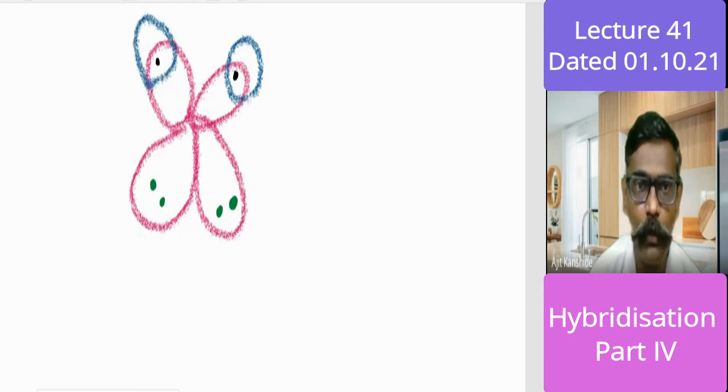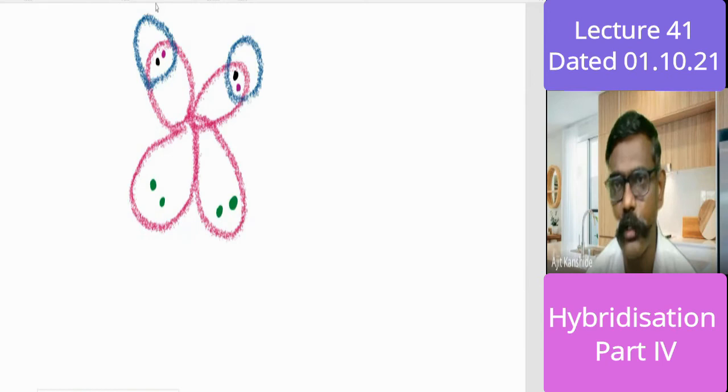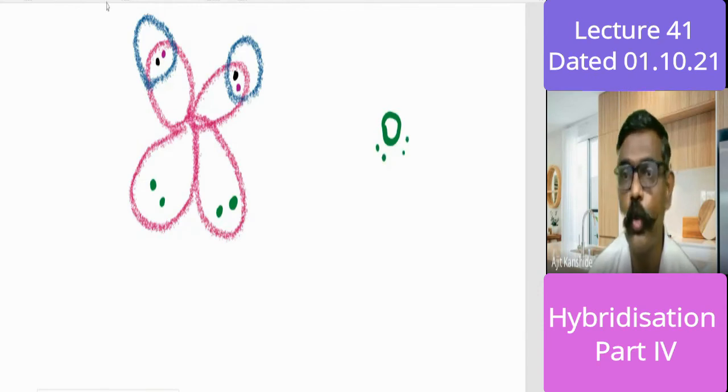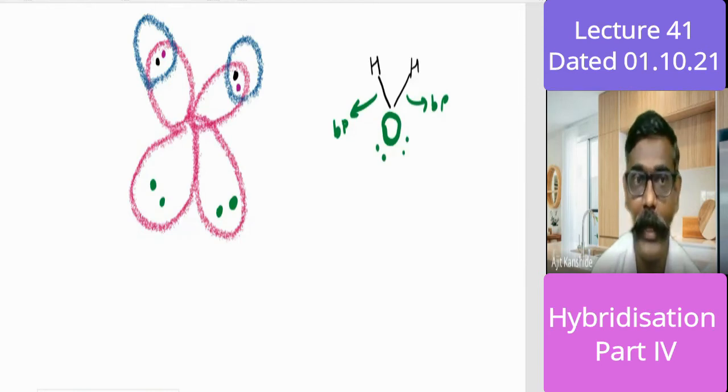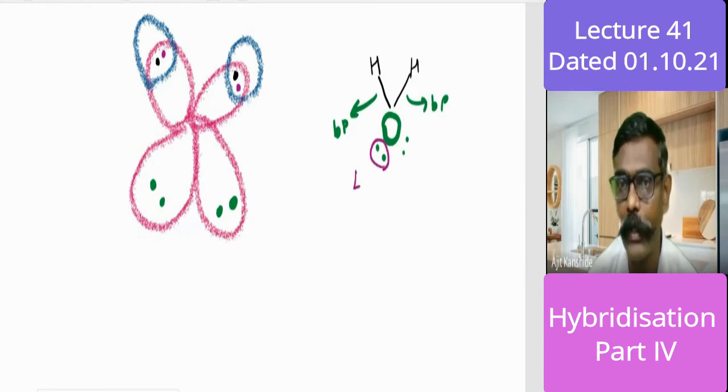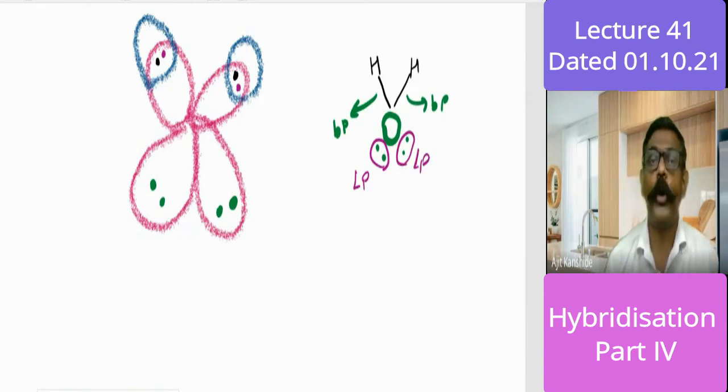And I represent the electron from the hydrogen in this way, so the electron will pair here. In another way, if I have to represent the structure, oxygen will be at the center with 2 lone pairs and 2 bond pairs. Hydrogen, hydrogen. So I can say this is a bond pair, and this is also a bond pair. Bond pair means a pair of electrons involved in the bonding. And I label these as lone pairs. So 2 lone pairs are there and 2 bond pairs are there.